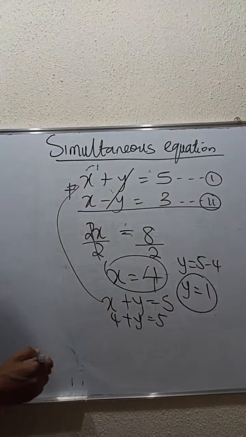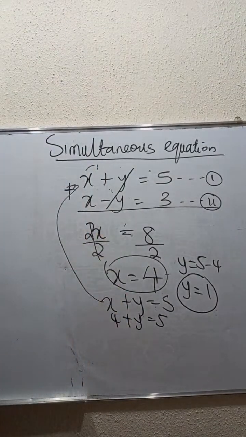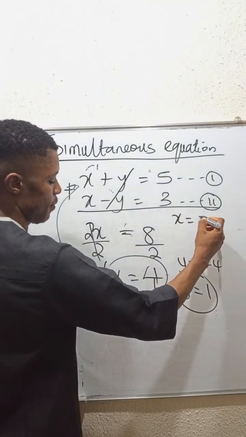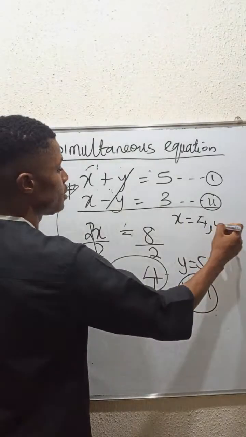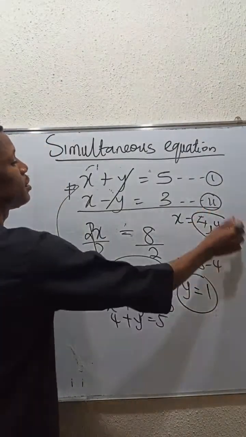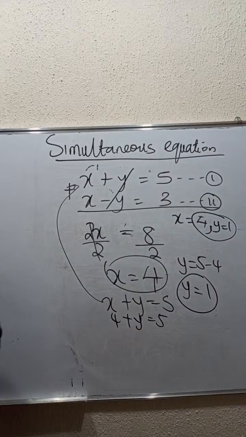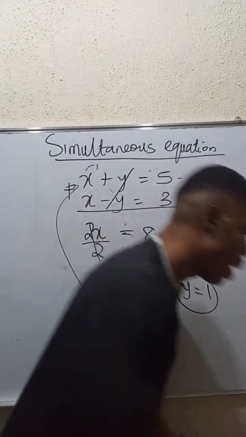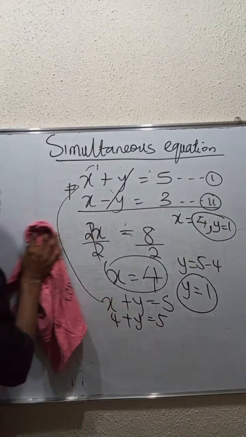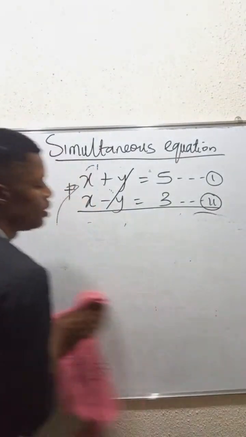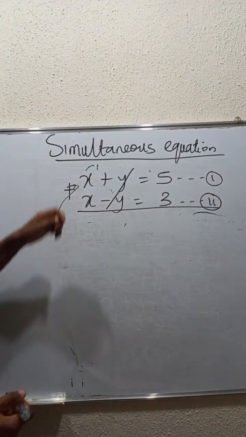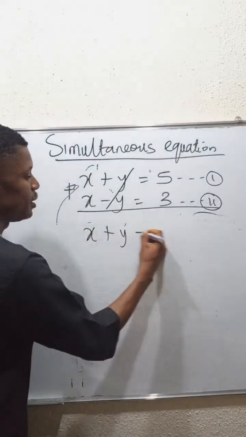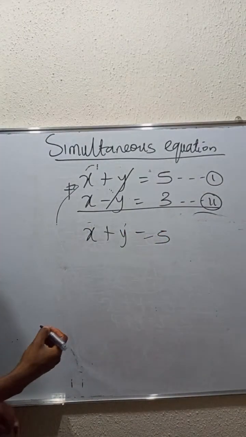So you can now see that we have solved this equation by elimination method. Clearly we have that x is 4, y is 1. If you want to verify whether this is true, you can test it in both of the equations. First, we got x to be 4. From equation 1, x plus y is 5, right? So we got x to be 4.